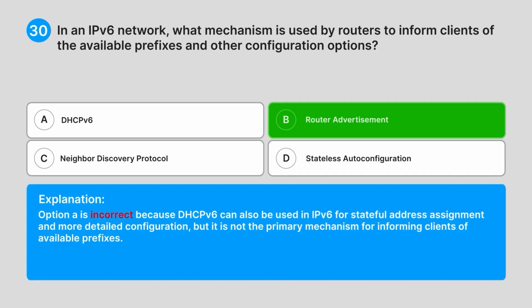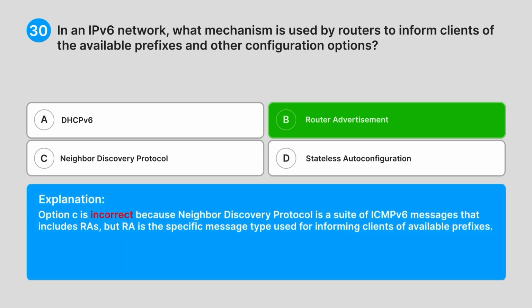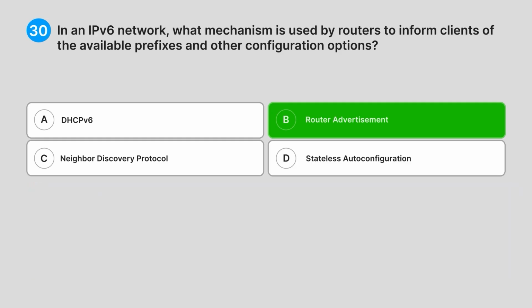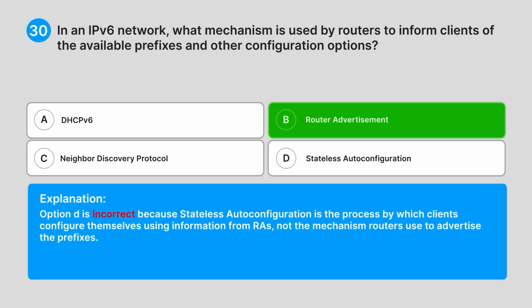Option A is incorrect because DHCPv6 can also be used in IPv6 for stateful address assignment and more detailed configuration, but it is not the primary mechanism for informing clients of available prefixes. Option C is incorrect because Neighbor Discovery Protocol is a suite of ICMPv6 messages that includes RAs. But RA is the specific message type used for informing clients of available prefixes. Option D is incorrect because stateless auto configuration is the process by which clients configure themselves using information from RAs, not the mechanism routers use to advertise the prefixes.